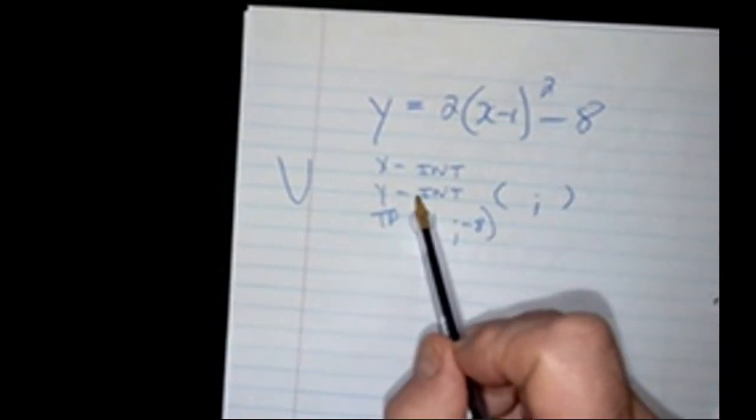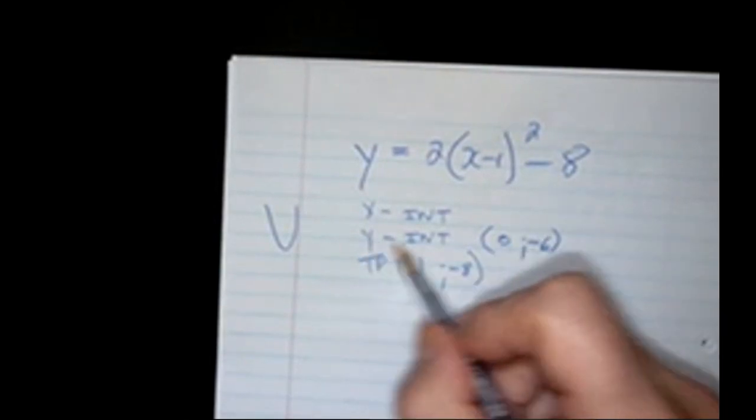Let's now get the y-intercept, because that's also very easy to get. On the y line, who is naught again? X is naught. So now you guys are very clever. Let's do this without a calculator. Do it in your head. We put 0 in there. That means that's away. That's gone. So we have minus 1 squared. So minus 1 times minus 1 is 1. Times 2, 2. Minus 8, minus 6.